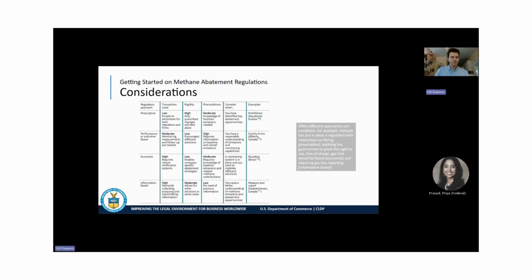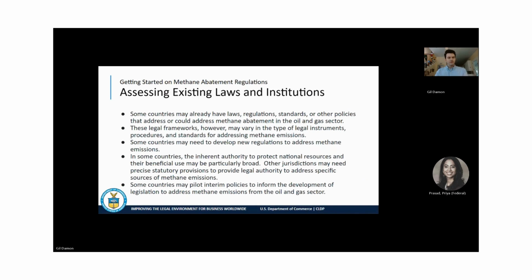And I won't get into too much detail, but you can see some of those pros and cons are represented in this chart here. And that again is in chapter 3. And then when we want to assess existing laws and institutions, a lot of countries already have policies that address or could address methane abatement in the oil and gas sector.